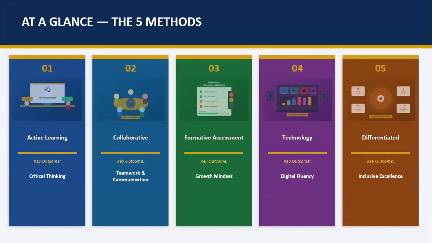Now we have gone through the five major key strategies for effective teaching and learning process in the classroom. Before we discuss the key takeaways of today's program, let us quickly summarize. Active learning builds up critical thinking. Collaborative learning enhances teamwork and communication. Formative assessment develops a growth mindset. Technology integration improves digital fluency. Differentiated instruction ensures inclusive excellence. Together, these methods create a holistic learning environment.